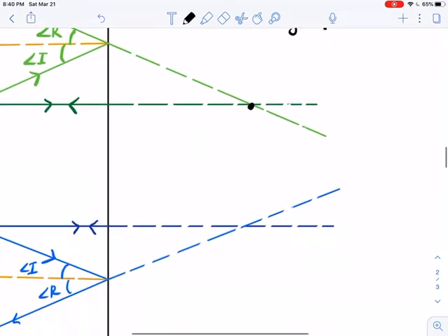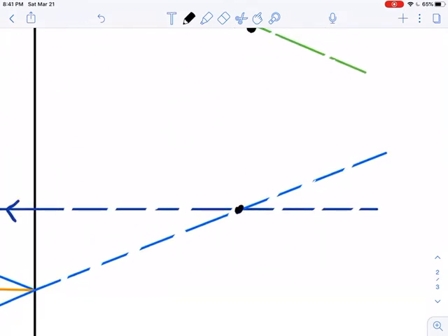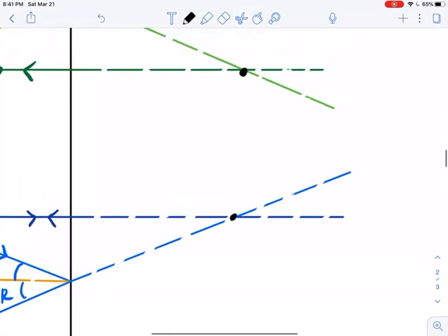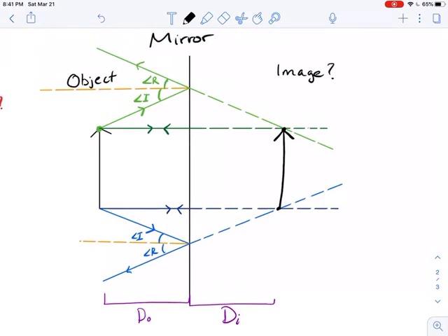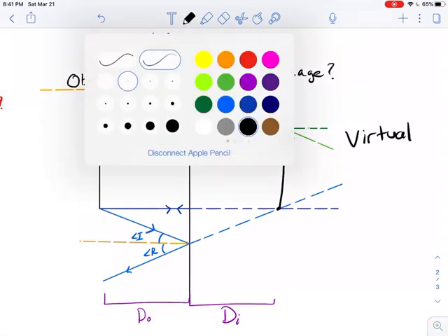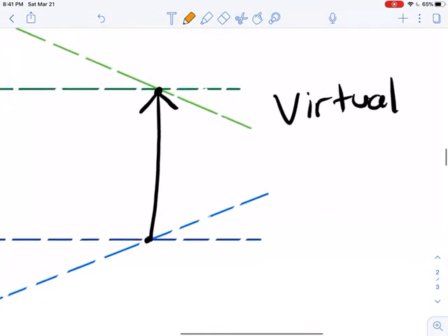On the bottom, same thing as well. And now I can draw my image. It's going to be upright. It's going to be pretty much the same size as before. But it's back behind the mirror. And if you look too, the DO is pretty much equivalent to DI. The distance from the object to the mirror is equivalent to the distance from the image to the mirror as well. If it's back behind the mirror, it's a virtual image.